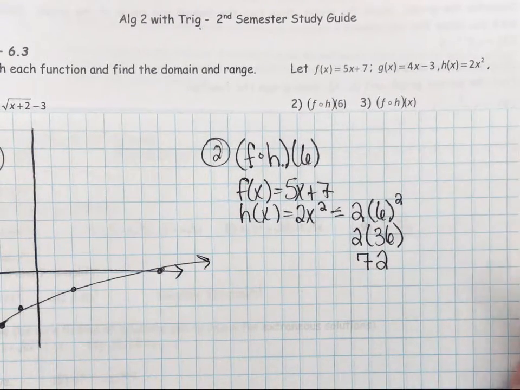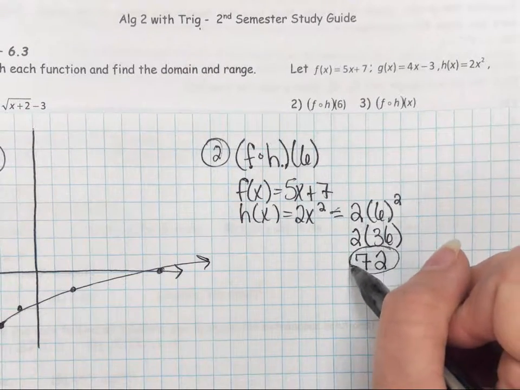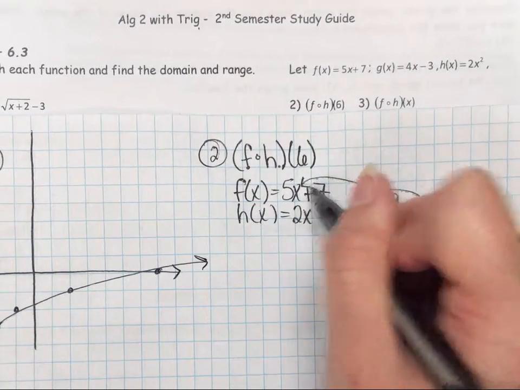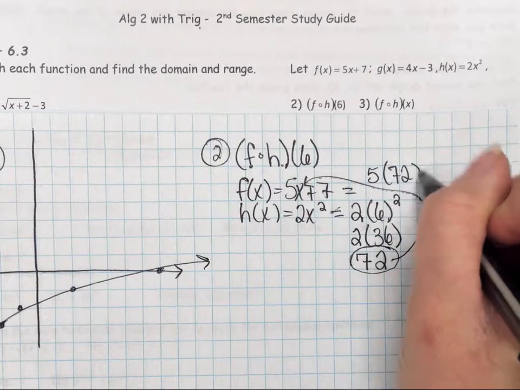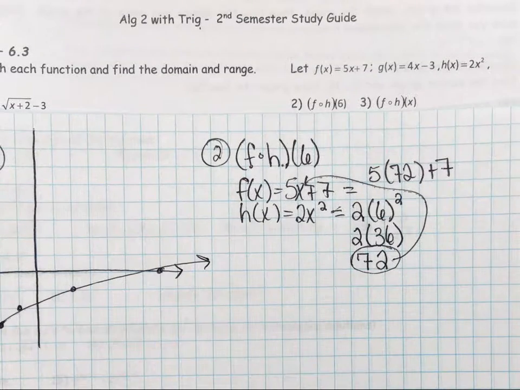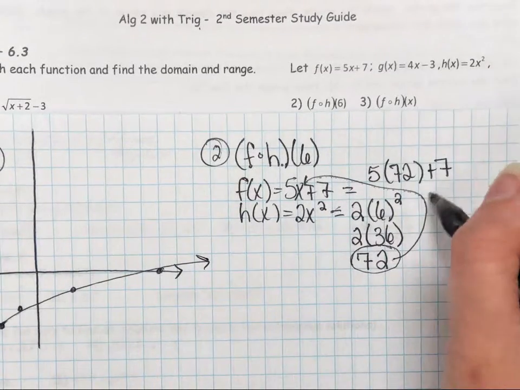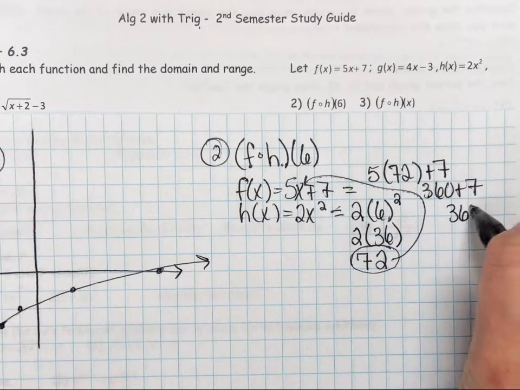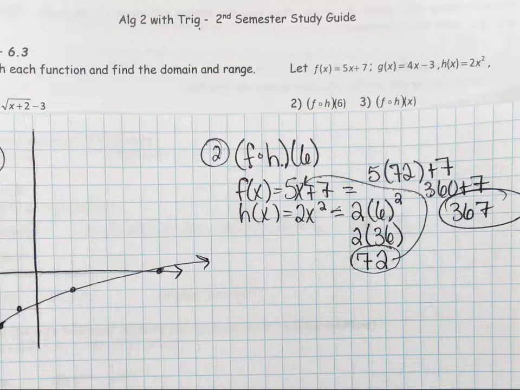72. Very good. Alright, so what am I going to do with this 72 now? Where am I going to plug him into? F of X. So I'm going to plug him right into that X. Alright, so you've got 5 times 72 plus 7. 5 times 72 is 350 plus 10, 360. And then plus 7 is 367. So that's the answer you would pick, 367.